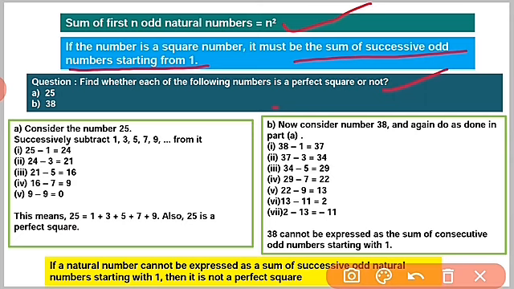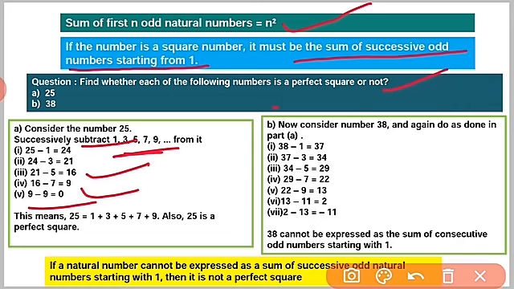So when I subtract 1 from 25, I get 24. Successively subtracting 3 from 24, I get 21. 21 minus 5, 16. 16 minus 7, 9. 9 minus 9 is 0. We are subtracting only odd numbers from the given number, and we are doing it till we get a 0.